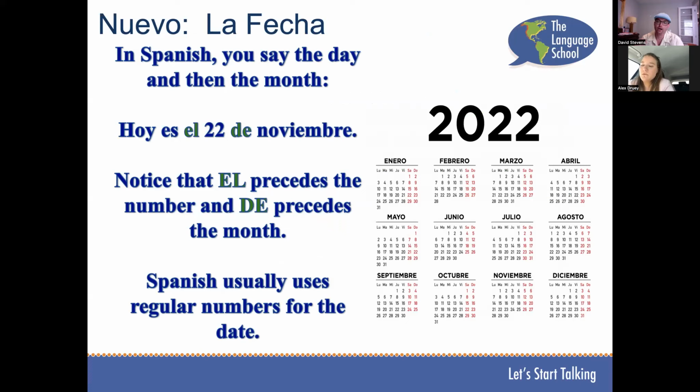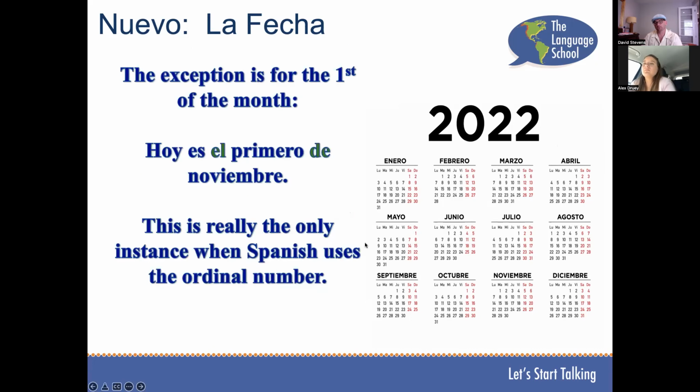Okay. A nice thing about Spanish is that it typically uses regular numbers, so you don't have to learn the ordinal numbers here, except for the first of the month. The first of the month, you would say hoy es el primero, which means the first. After that, you just say el dos, el tres, el cuatro, etc.